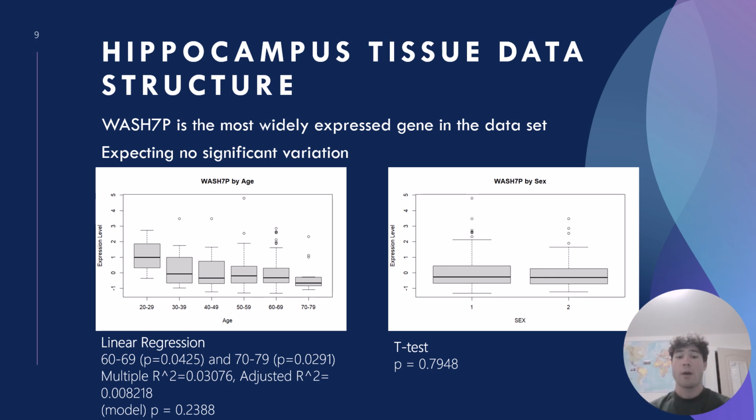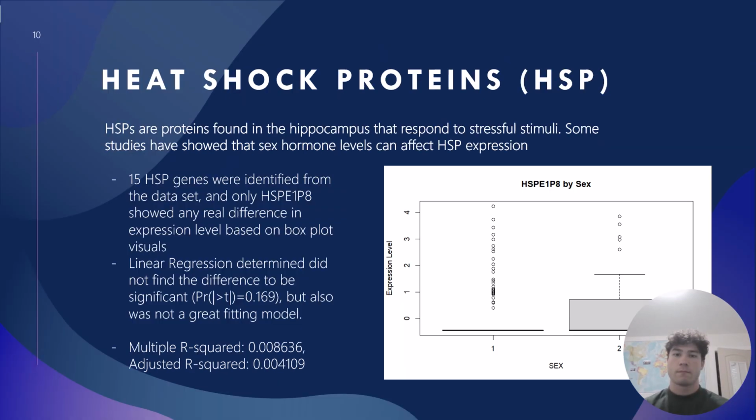And then looking at WASH7P by sex, these box plots look almost nearly identical, so no real variation there. I ran a t-test on sex, and the p-value for that was pretty high. So nothing really crazy going on there.